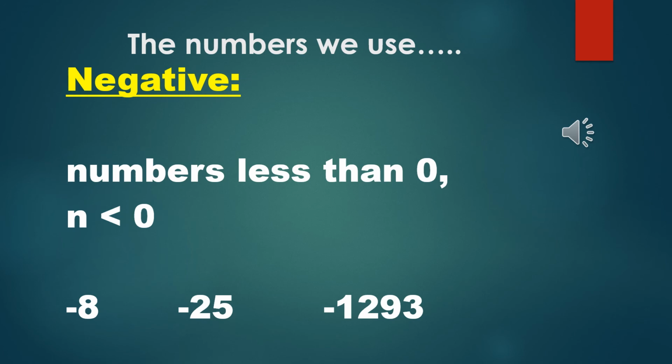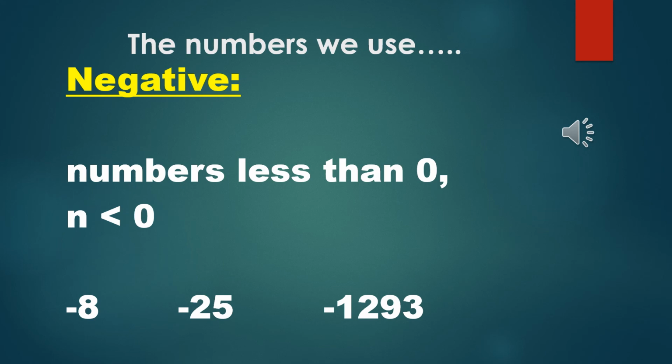Another kind of number that we use is called a negative number. These are numbers that are less than 0. We use them to talk about temperature. When it's very cold, it might be negative 10 degrees outside. We use them to talk about money. If you owe someone $10, then you have negative $10.